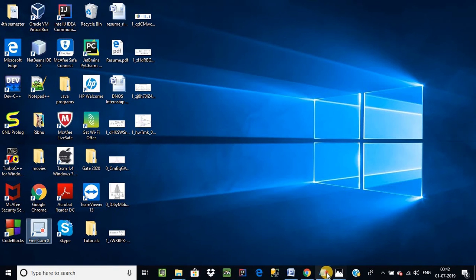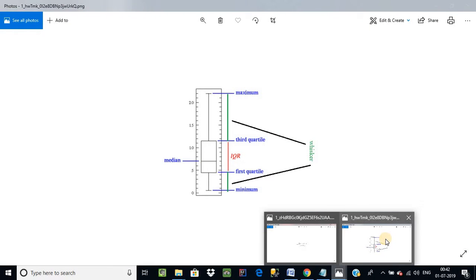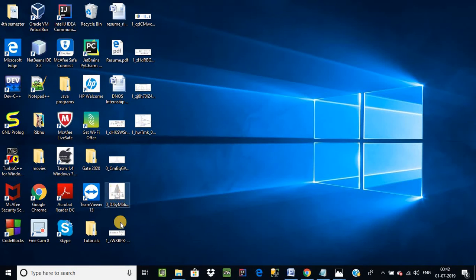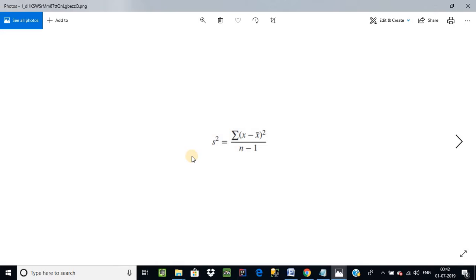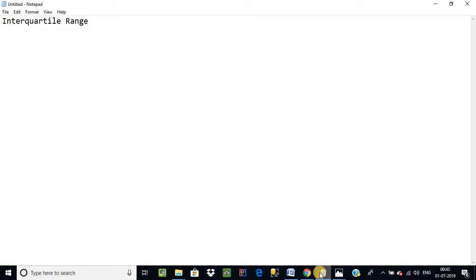In this particular video, we will discuss other important features such as interquartile range. In the previous tutorial video, I have shown you a graph regarding a bell-shaped curve where I discussed the various percentiles, the median, etc. So what is interquartile range?